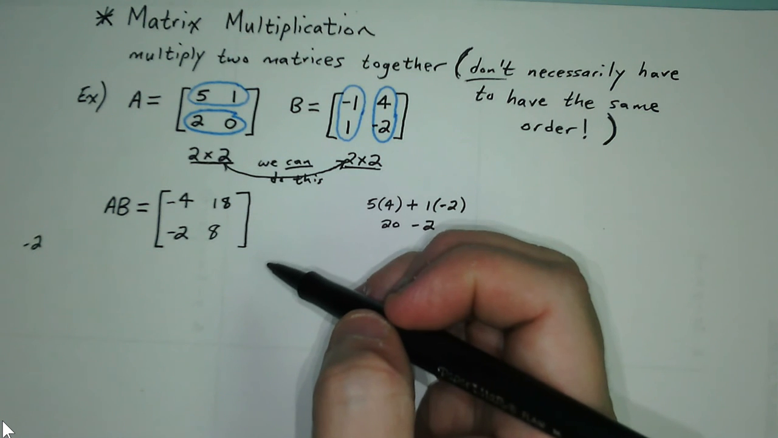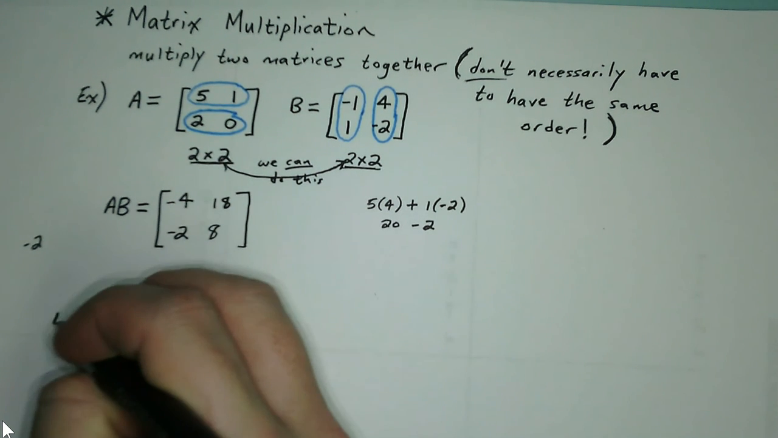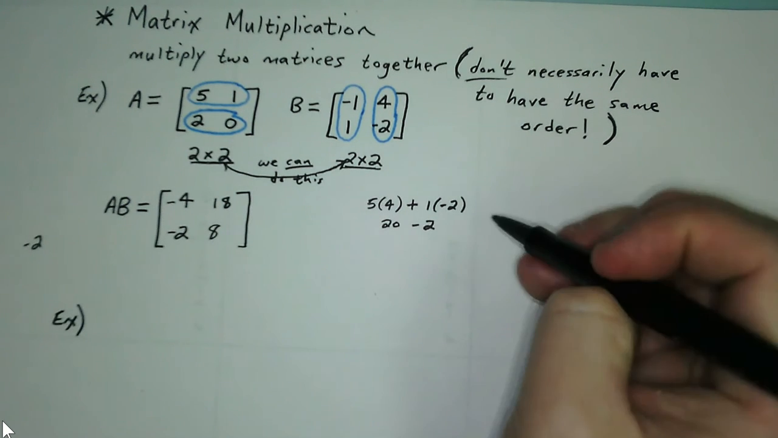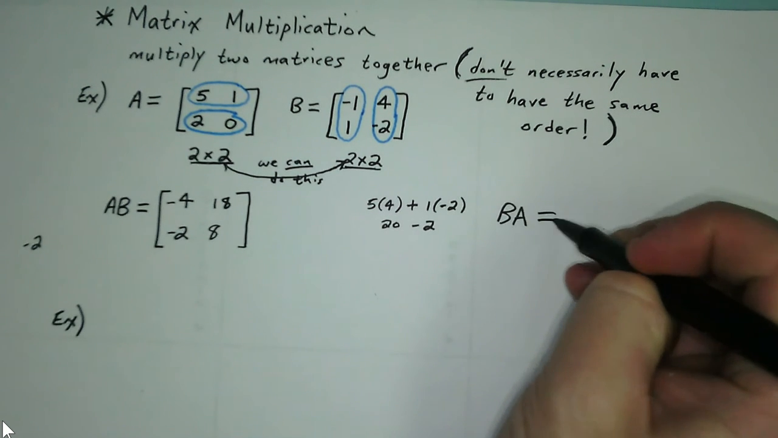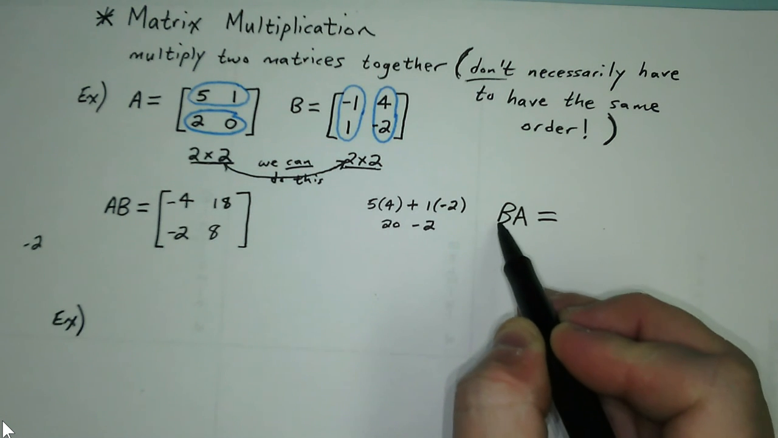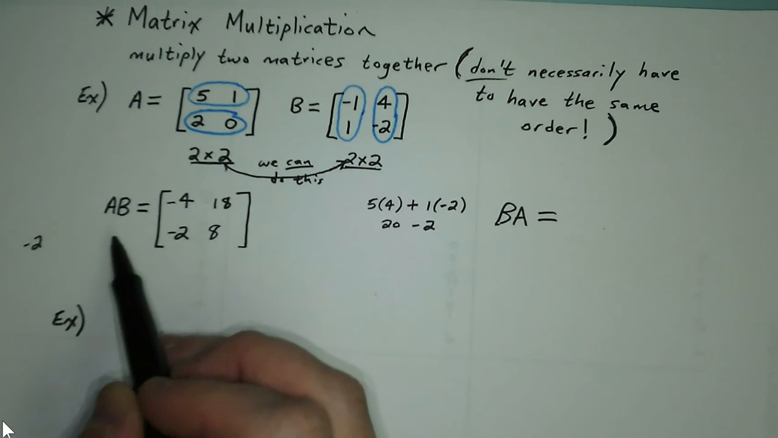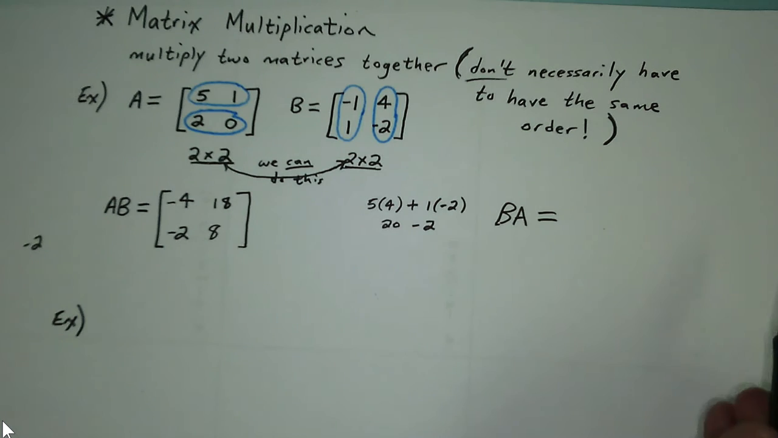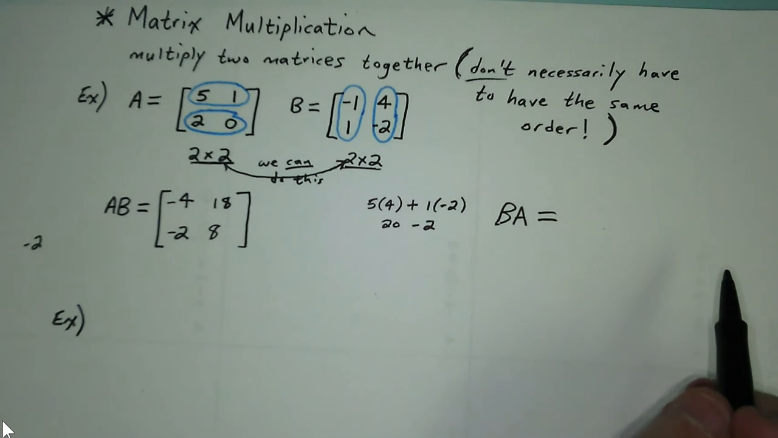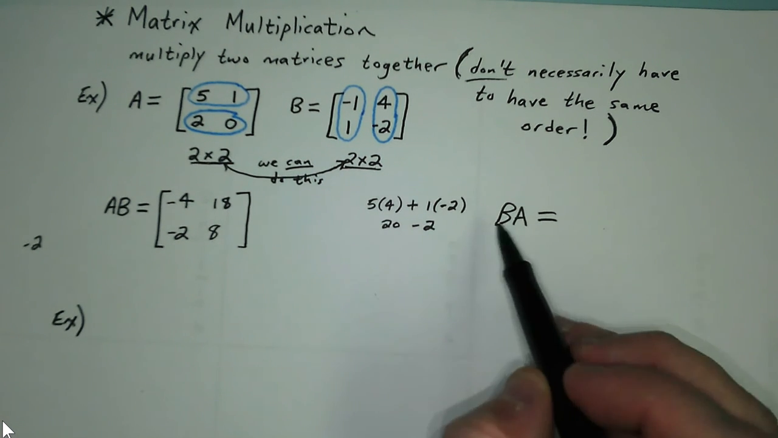Okay? Now, I just want to make a quick comment before we do another example. If I was going to do matrix B times matrix A, do you think we'd get the same answer? Do you think A times B is equivalent to B times A? Do you think they're the same? The answer is no. They are not. I mean, they're probably not. I guess they could be, but I'm sure almost 100% of the time, they're not the same.